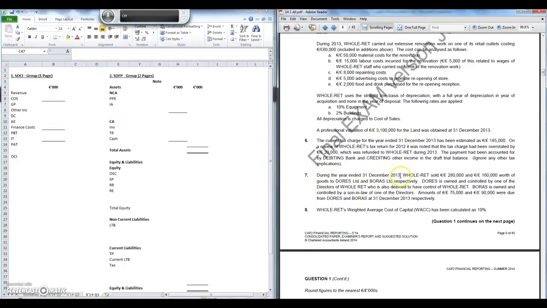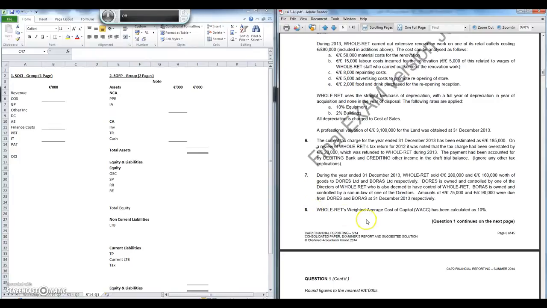So during the year to 31st December, Whole sold 280 grand and 160 grand worth of goods to Doris and Boris Limited. Doris is owned and controlled by one of the directors, who is deemed to have control of Whole. Boris is owned and controlled by a son-in-law of one of the directors. So the clear issue here is it's a classic related parties transaction, IAS 24. So I suggest you go back, cover your IAS 24, and then test yourself, are any disclosures required, and if they are, what format should they be in. So that's IAS 24.